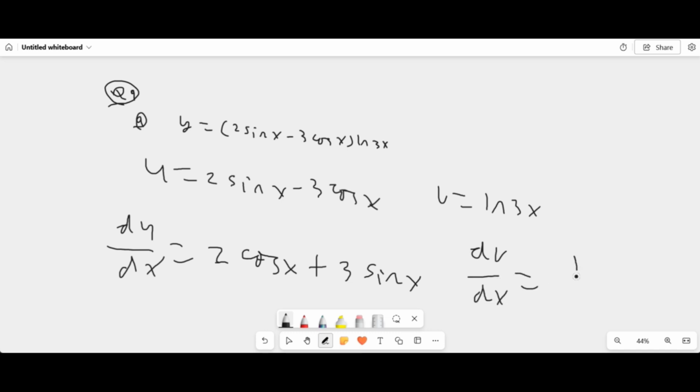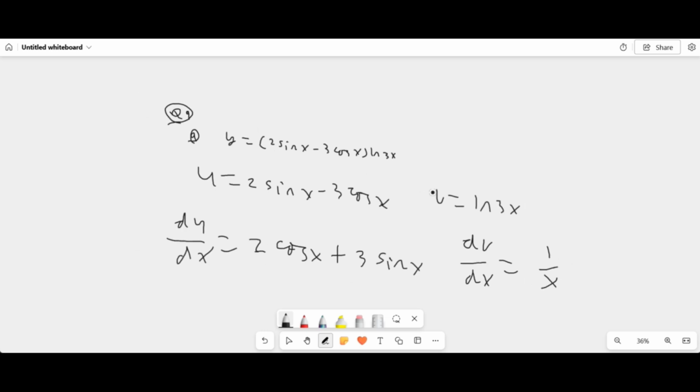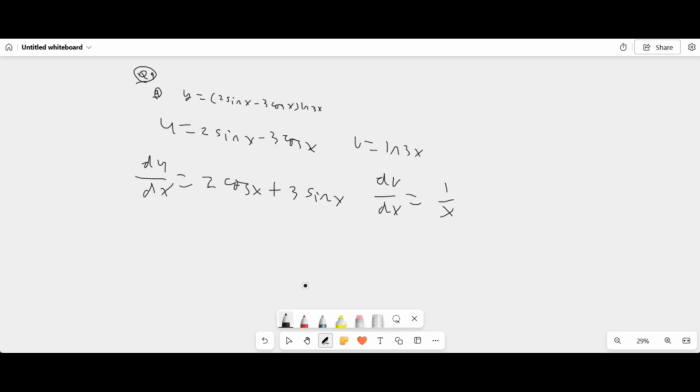And now dv over dx obviously is going to be 1 over x. Do not make me explain why ln 3x differentiates to 1 over x. We've been through this loads of times. Just go look at previous videos. It's not the time right now.